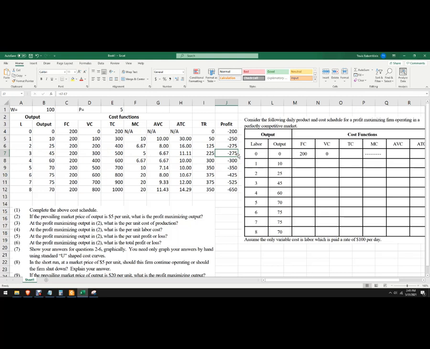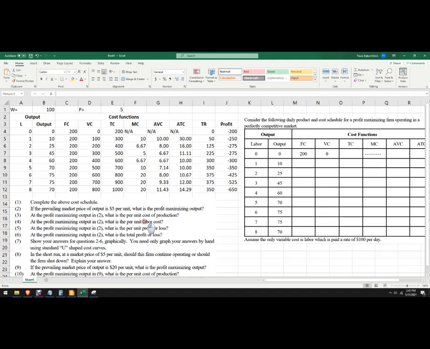Now, if I don't produce anything, I can actually shut down and produce a -200. So I actually should shut down because the price is below, and you can see it, it's below my average variable cost. All right, so let's answer some questions here.